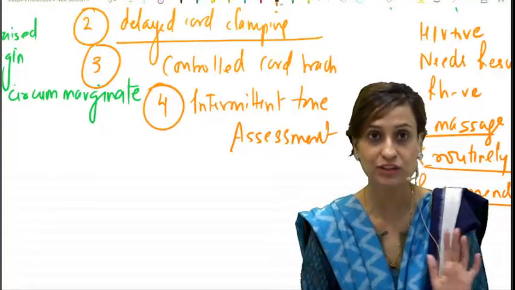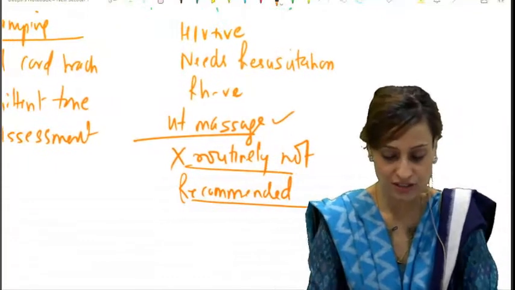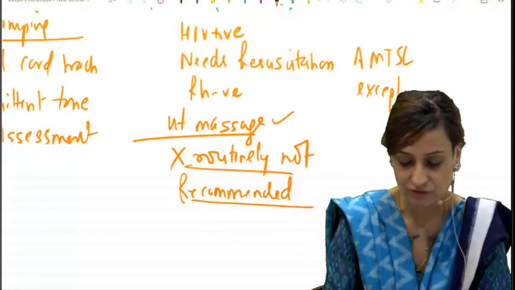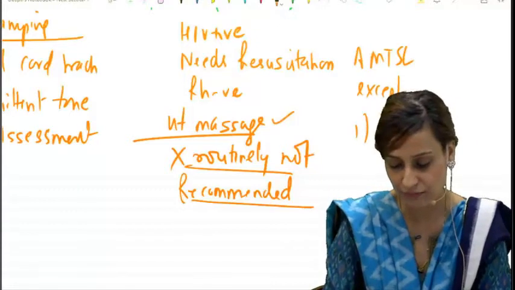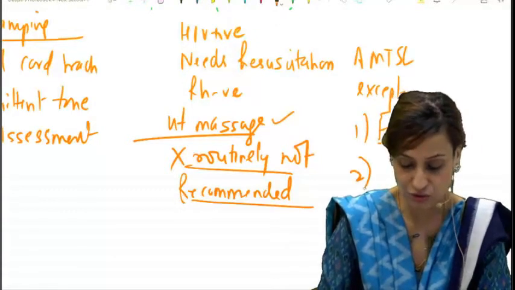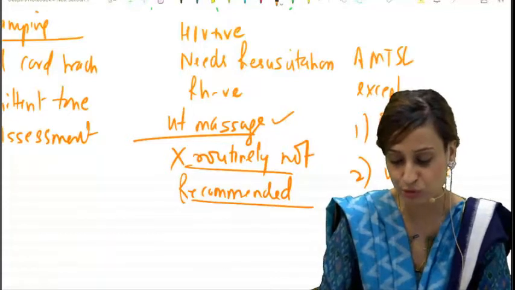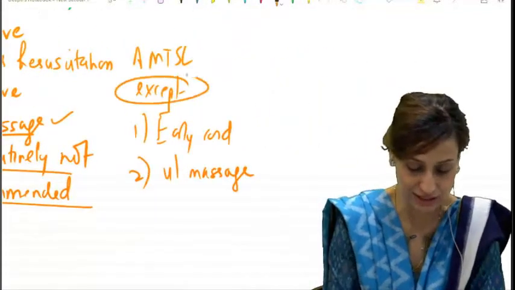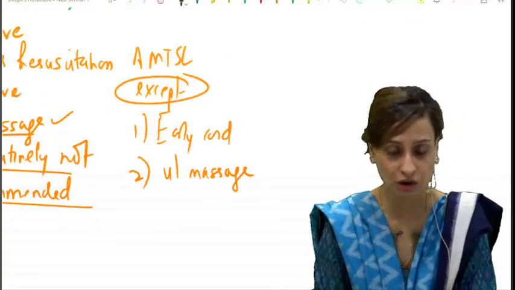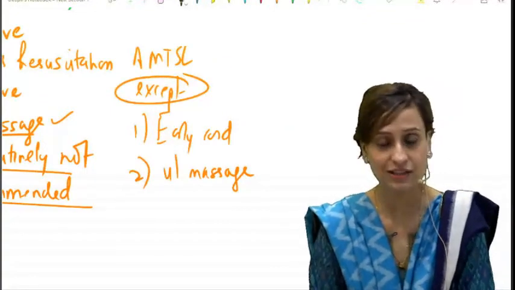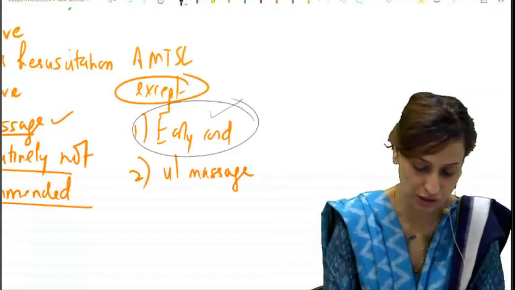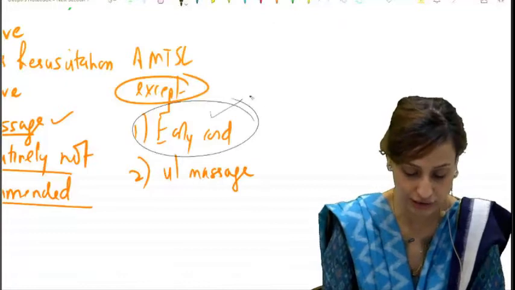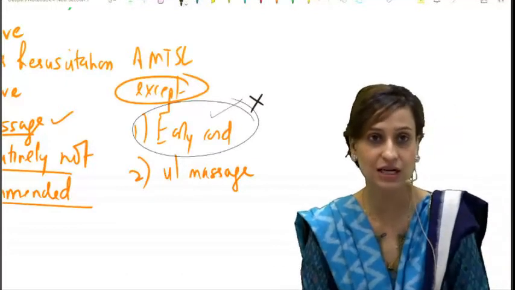So it's not massage. In case we ask you, all are components of AMTSL except, and one option is early cord clamping, while the other is uterine massage, the problem is that both are incorrect. But if ever there is a confusion, you should always stick to marking early cord clamping. This is a better answer as compared to uterine massage.